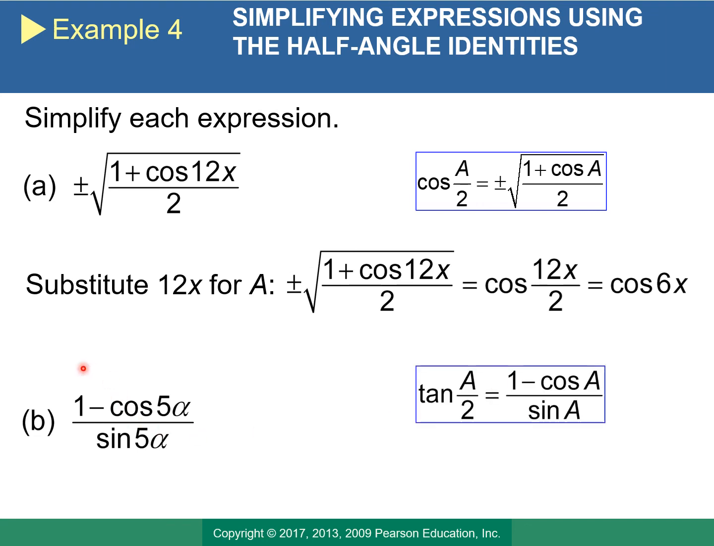All right, the next one, if you look back at your formulas, this looks very much like our half angle for tangent formula, one of the three. And so this one lines up very quickly, just like our last example, just recognizing what A should be. So 1 minus cosine 5 alpha over sine 5 alpha. A is just 5 alpha, so it's just going to go right in this spot right here. So this is tangent of 5 alpha over 2.